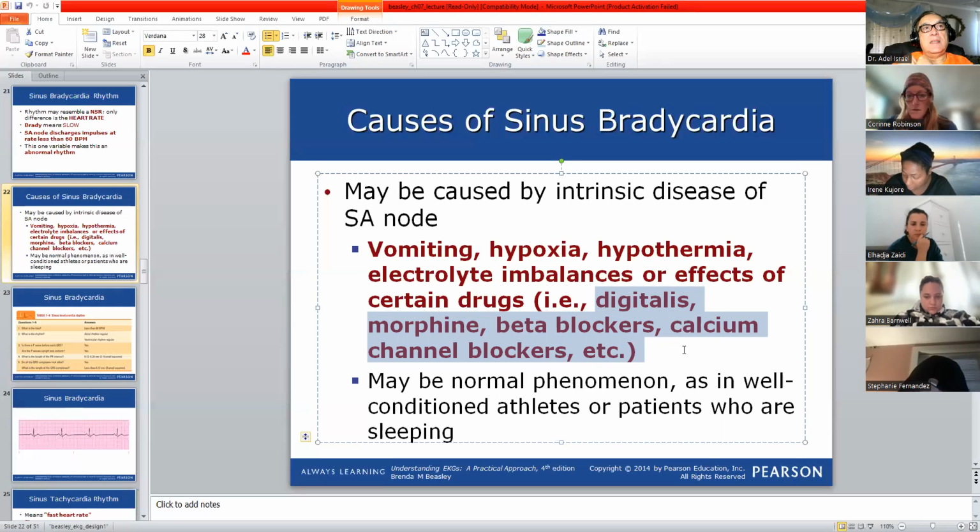So this digitalis slows down the heart. Morphine slows down the heart. Beta blocker slows down the heart, and I told you this before regarding the beta blocker. Calcium channel blocker, for treatment of hypertension, slows down the heart. So this group of medication which I highlighted is wonderful to be answered as such. All of them reduce or decrease the heart rate or cause sinus bradycardia. Okay?